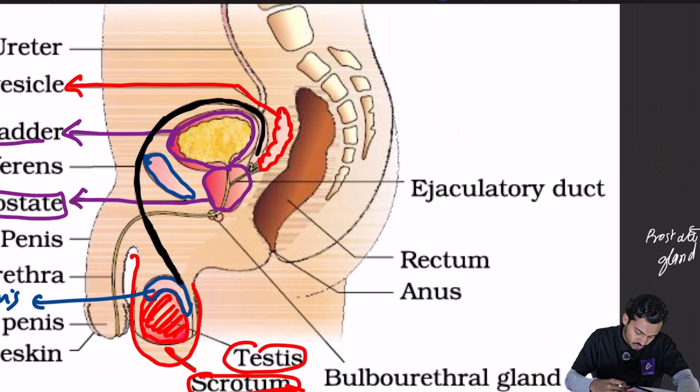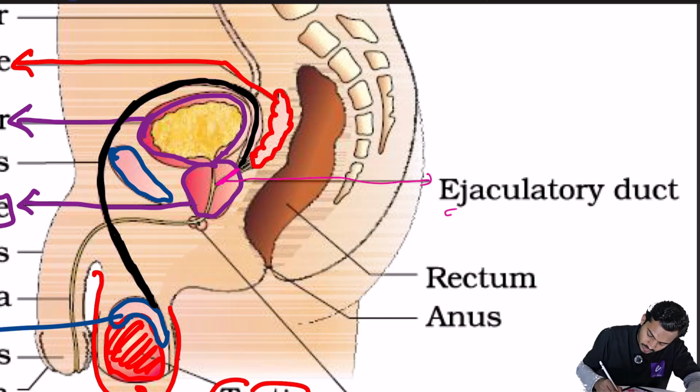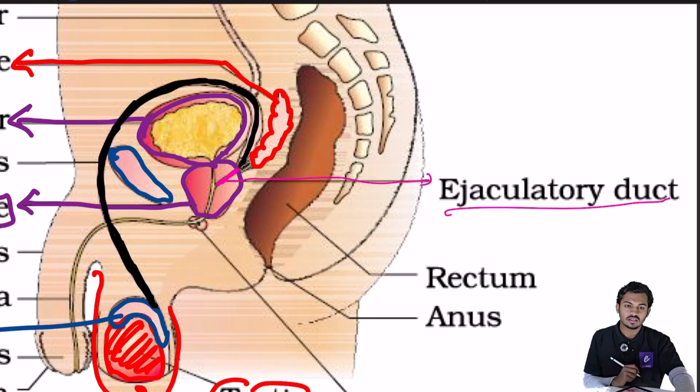So you can see here. So this is the vas deferens. So vas deferens is joining with a duct and it is forming a common duct. So this pink color duct, what I am outlining, this common duct is called the ejaculatory duct.